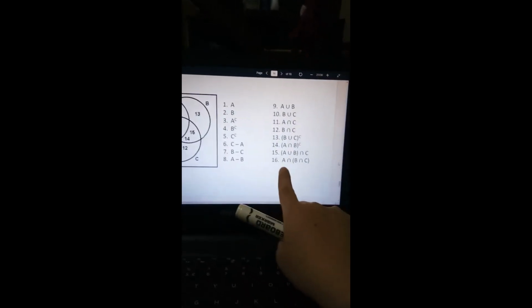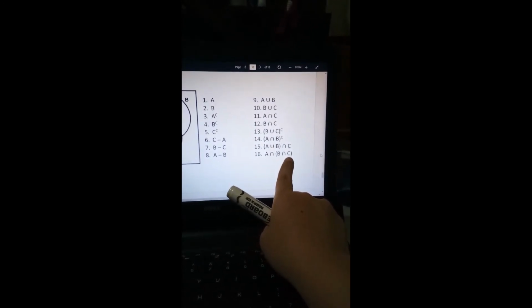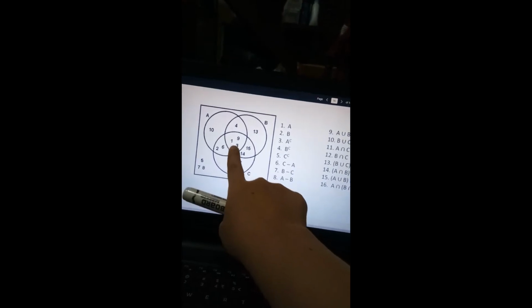Here. Next, A intersection B intersection C. So, the intersection of the three circles, it is 1, 3, 9. So, those are your answers for that slide.